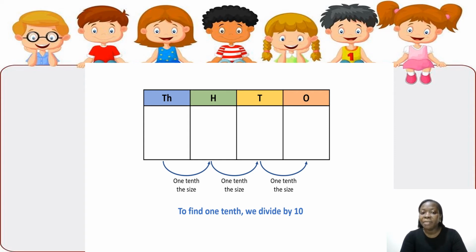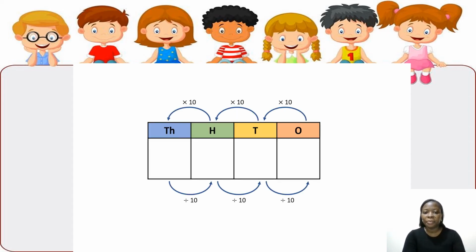And when we divide by 10, rather than moving to the left as when we multiplied by 10, we move to the right because division is the inverse of multiplication. So when we divide by 10, we move one time to the right. Let's see how this happens with an example.